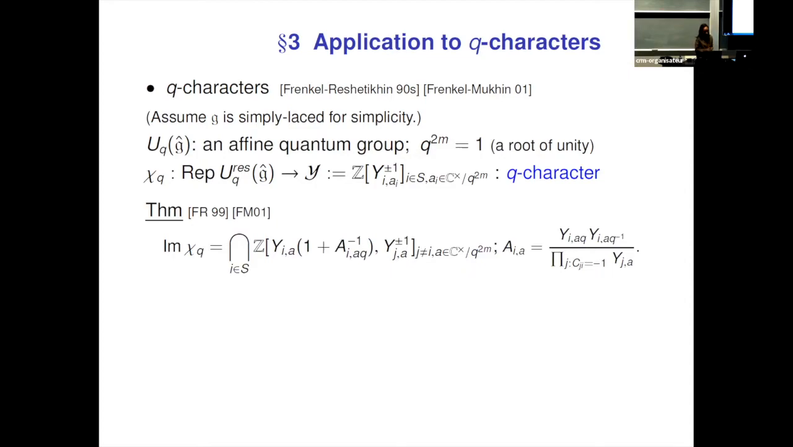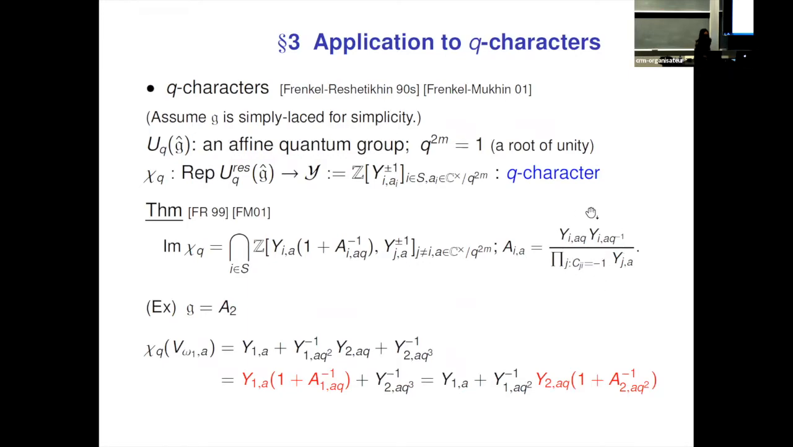In the root of unity case, Frenkel and Reshetikhin proved that the image of this character map is this one. This is a little bit complicated. So i is in the rank set, and we take the intersection of these polynomial rings, where A is given as a Laurent monomial in Y. I think it is not easy to understand this, so here is an example, the A2 case.